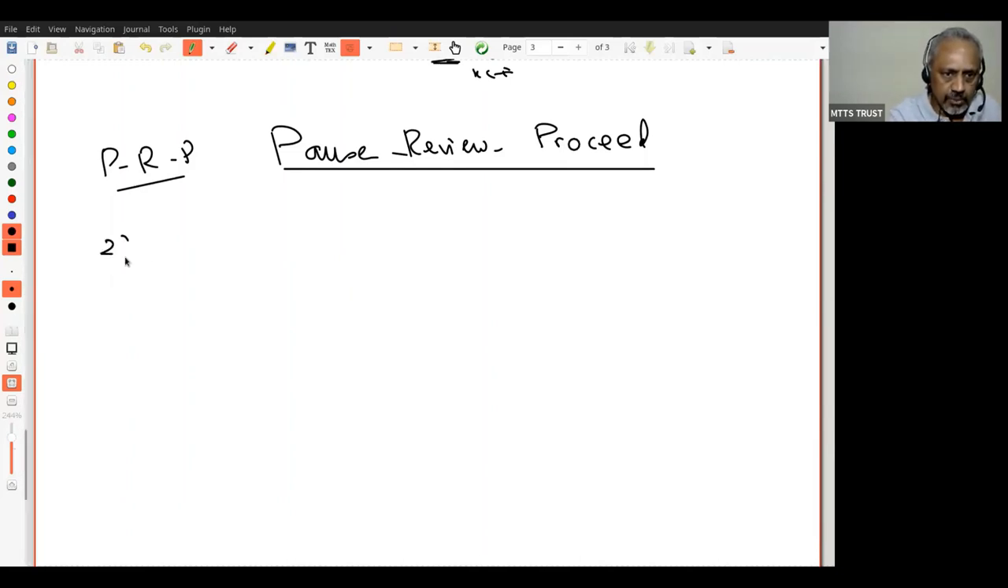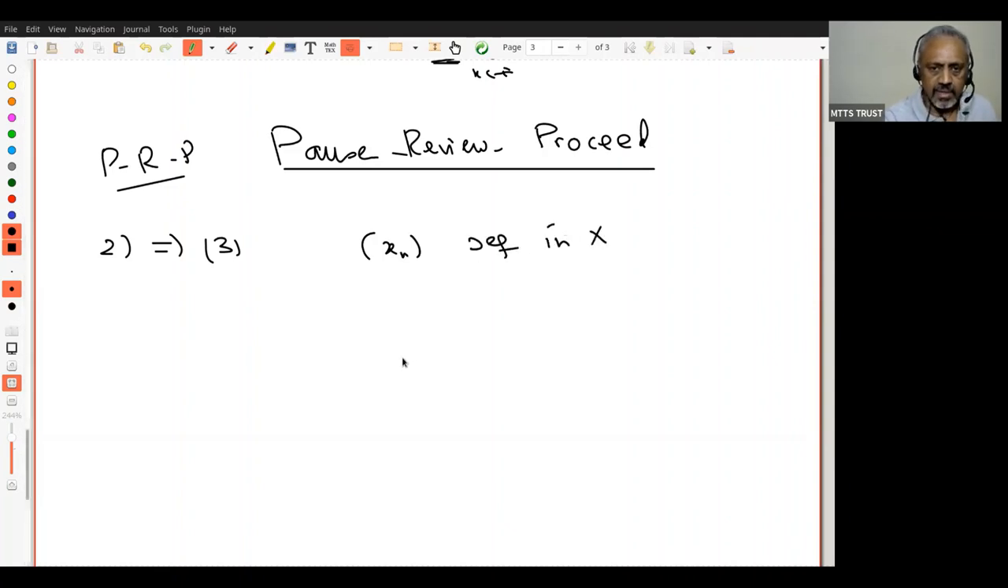Now I want to show 2 implies 3. What is 2? Every infinite subset E of X has a cluster point, and 3 says every sequence in X has a convergent subsequence. So let x_n be a sequence. In where? In X, right? Now I want to make use of the hypothesis. The hypothesis deals with an infinite set, right? So I have to get a subset of X, preferably an infinite subset, so that I can make use of the hypothesis.